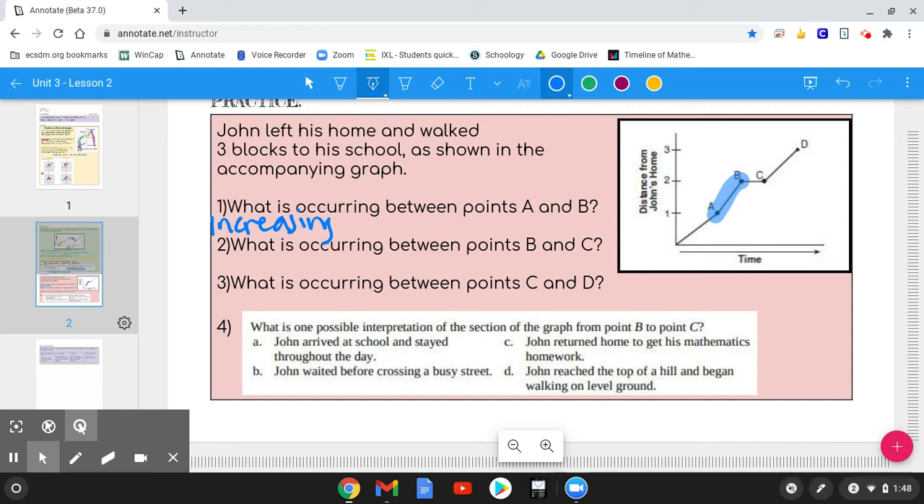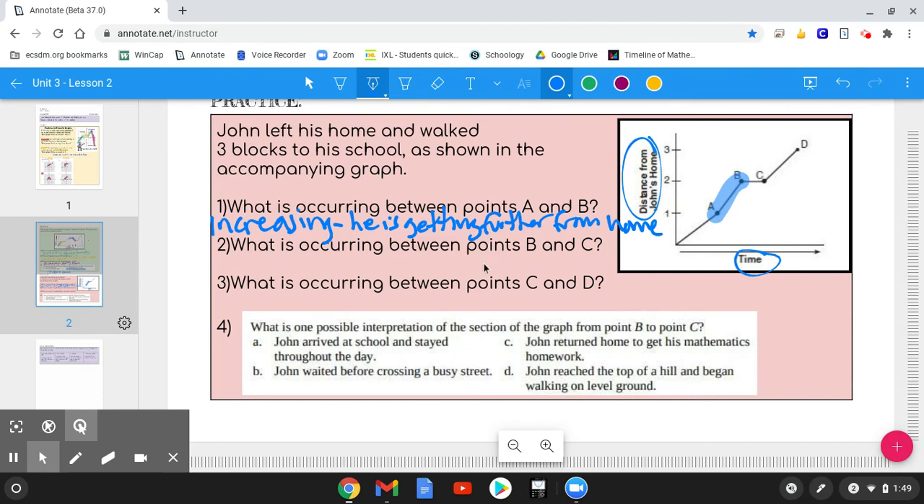Let's look at the labels of the axes. We are comparing distance and time. So as time increases, distance is increasing. So what does that mean? As time increases, here his distance is increasing. That means as time goes on, he's getting further from his home.